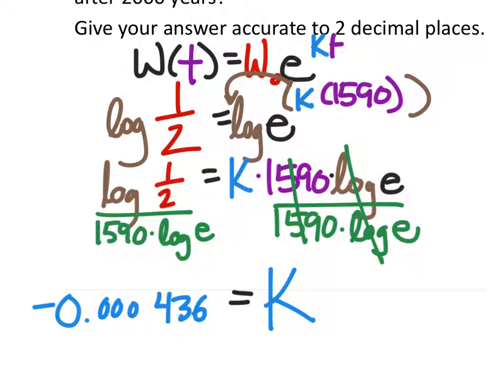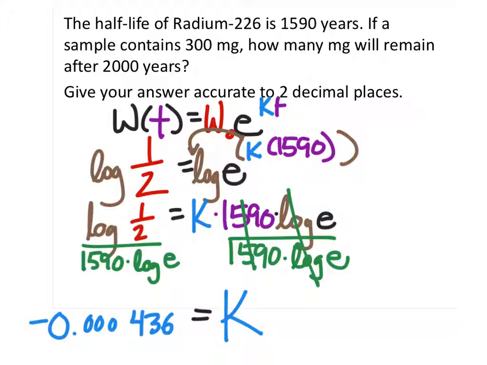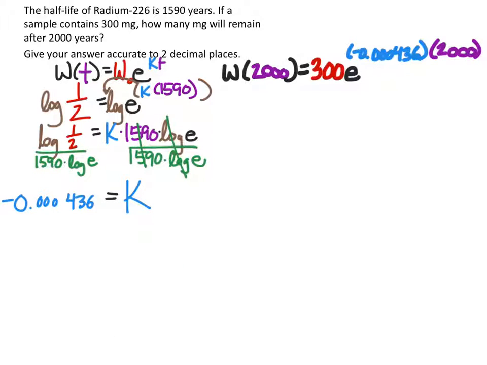The next thing I'm going to want to do in this problem is look at the original function there and figure out what we can replace in order to solve this. And since we have a k, if we look at the time in years, we're looking at 2,000 years from now, where the initial weight of this sample is 300 milligrams. So here's my new function, in which I've replaced my initial weight, the k, and the time in years is 2,000.